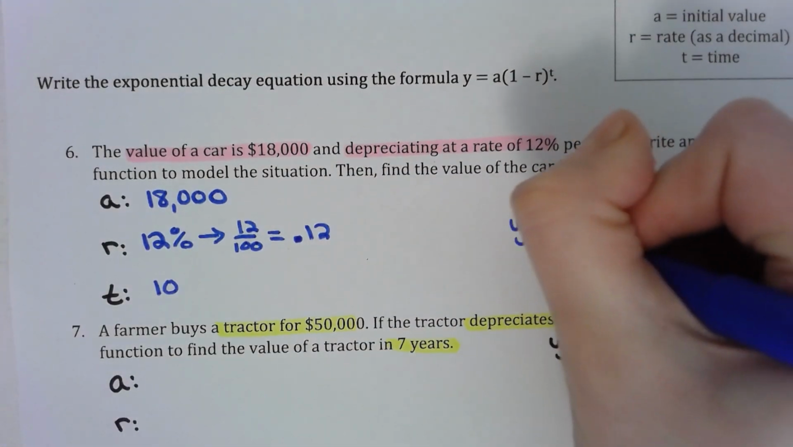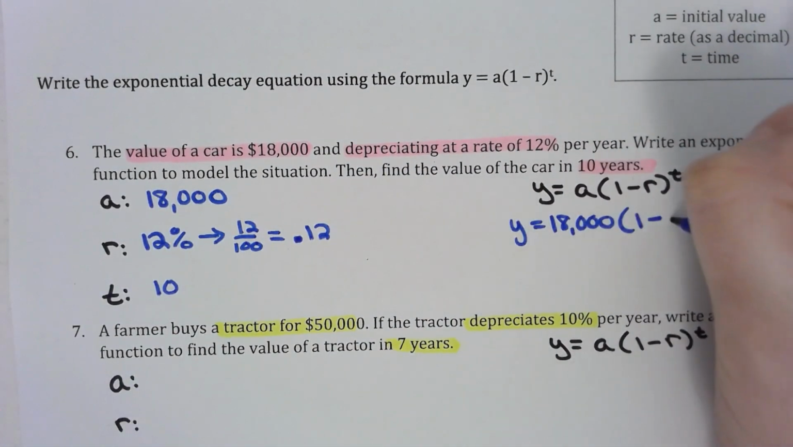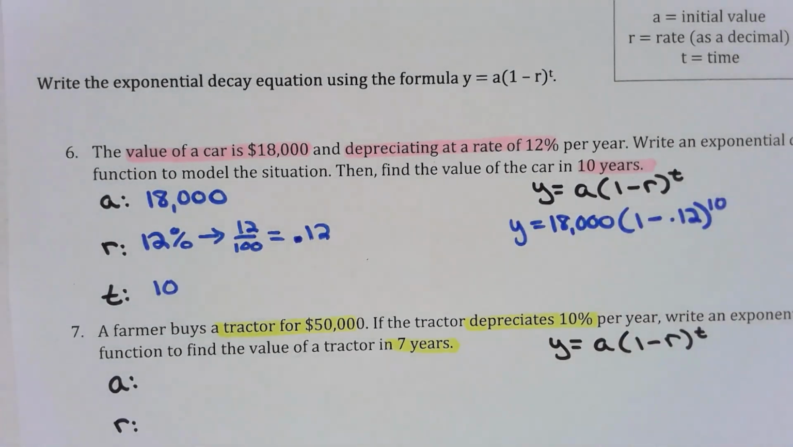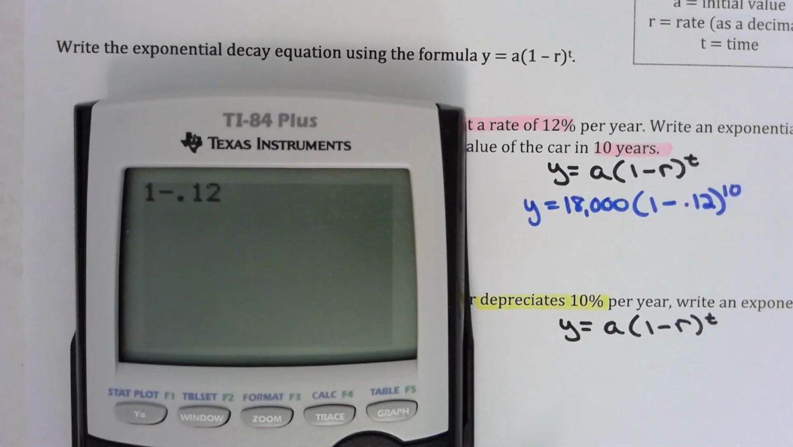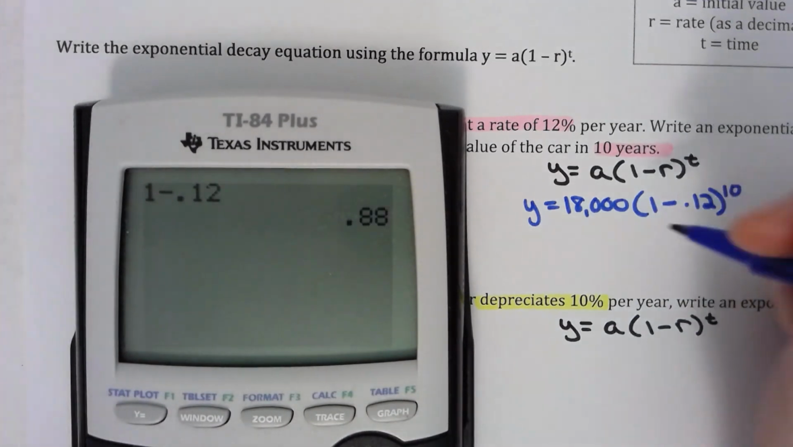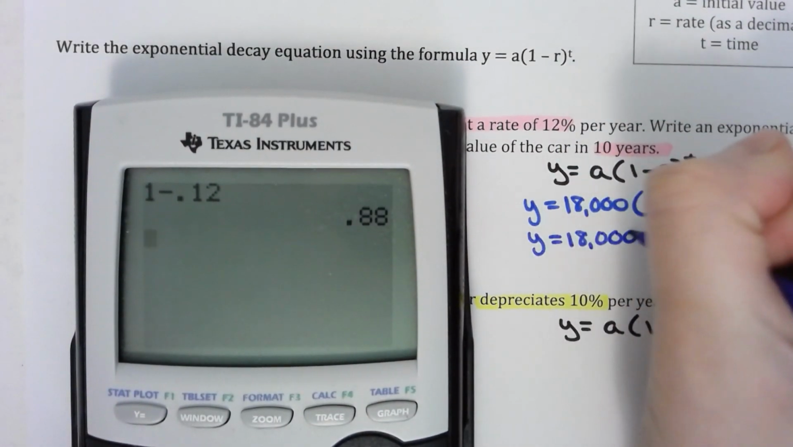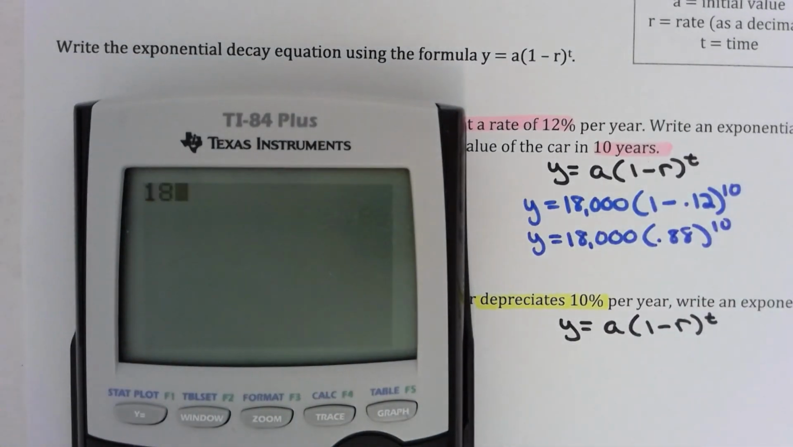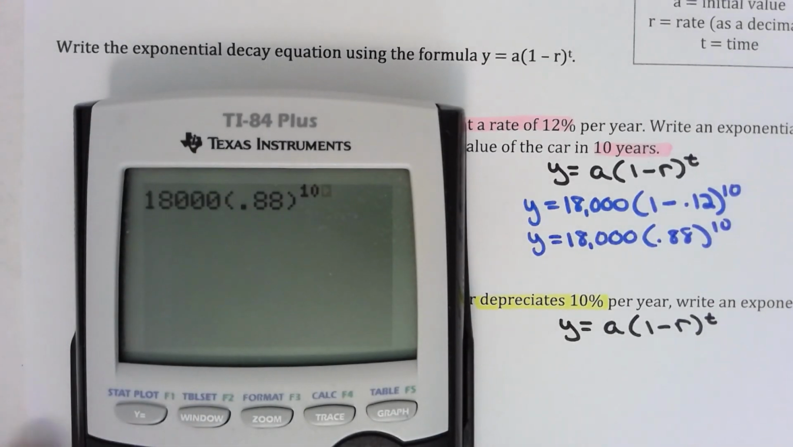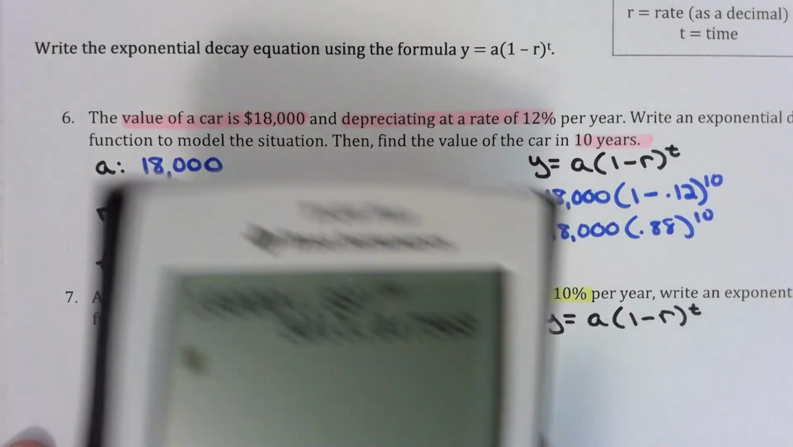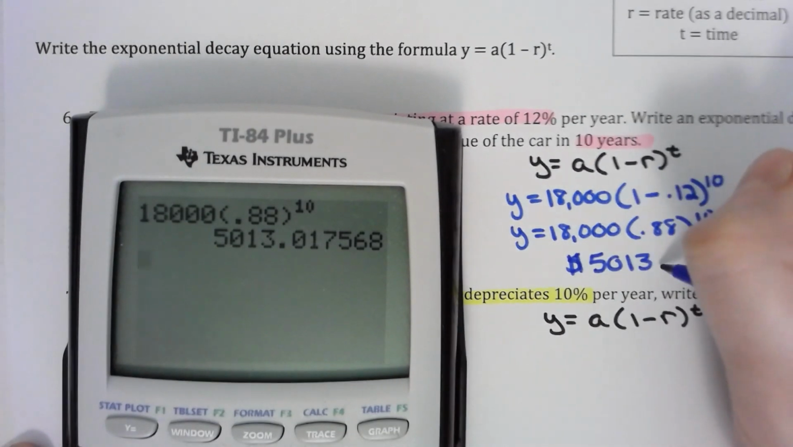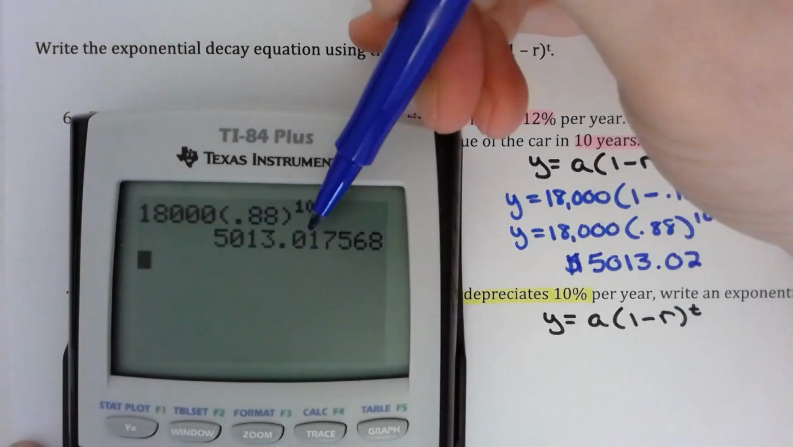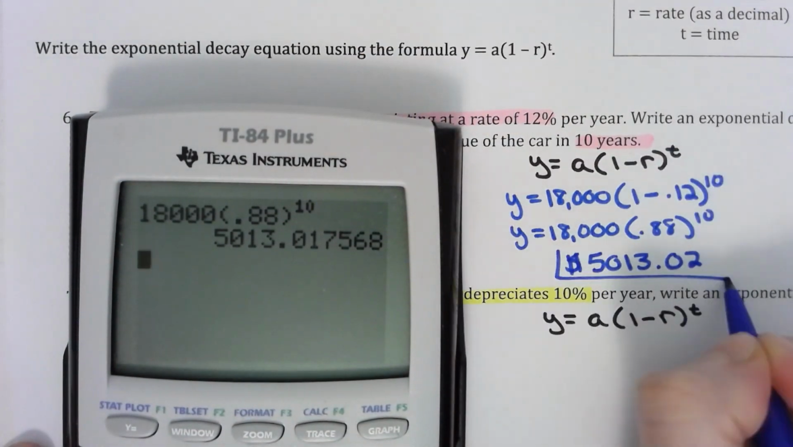Let's plug this in. So I've got 18,000 for my A value, 1 minus the rate, and make sure you're using the decimal, and I bring it to the 10th power. Now, anytime I'm doing subtraction with these decimals, I always like to make sure I plug this in to simplify inside my parentheses, which gives me 0.88. So I've got 18,000 times 0.88 to the 10th power. When I type all of that in, hit enter, we are talking about money this time, so it makes sense to have 2 decimals. That would be $5,013 and 0.02 cents. The reason this changed to a 2 is because the number right after it was bigger than 5.